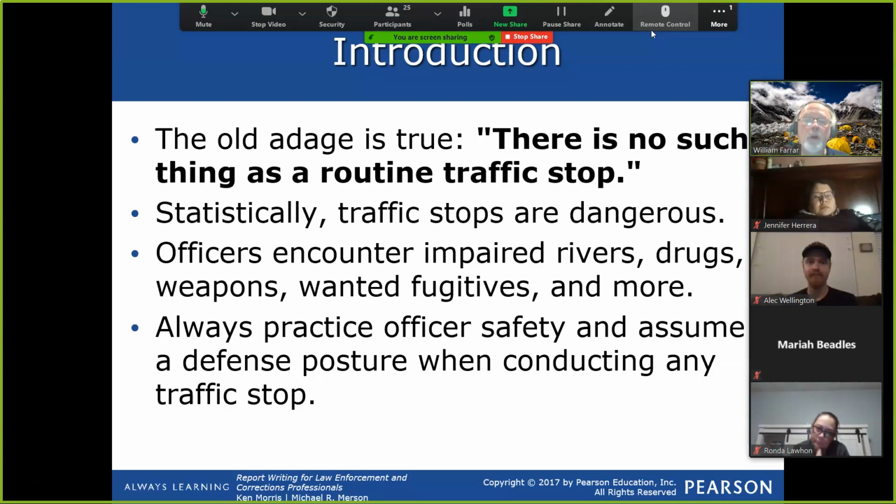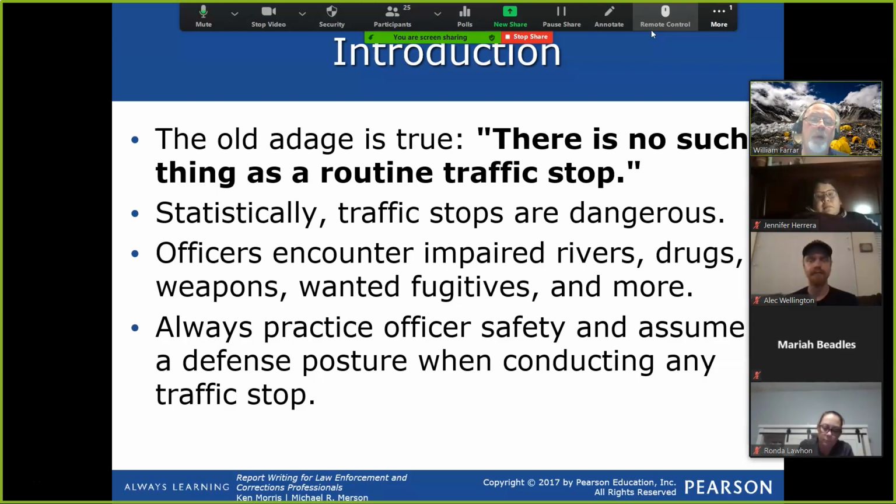Drugs, weapons, wanted fugitives, and more. And if you look at a lot of the videos that, I guess I'll use the word, don't turn out great, the officer gets involved in some kind of scuffle or something like that. A lot of them are the result of a traffic stop where they have somebody get out of the car, or there's a wrestling match or something like that. So just understand the importance of that.